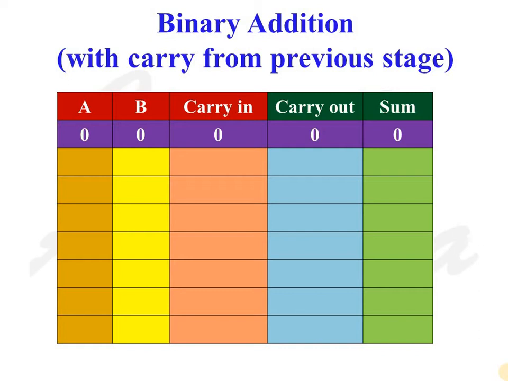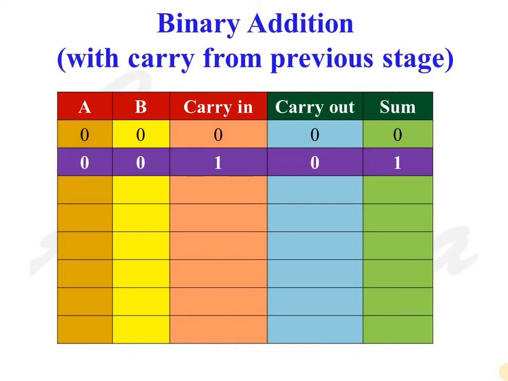So let us start with the first input combination. A is equal to 0, B is equal to 0 and carry in is equal to 0. A plus B plus carry in, that is equal to 0 plus 0 plus 0. So sum is equal to 0. Carry out is also equal to 0.